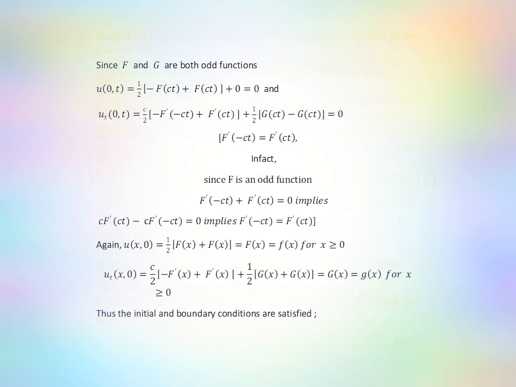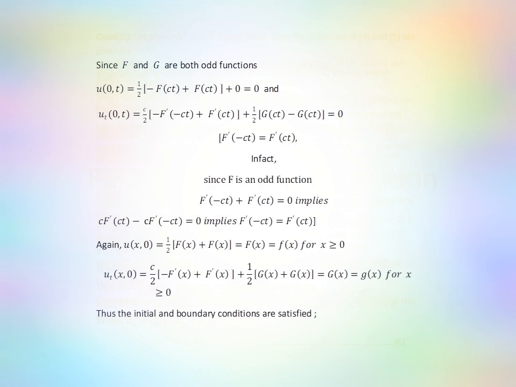Since F and G are both odd functions, u(0,t) is equal to half of minus F(ct) plus F(ct), plus 0, equal to 0, and u_t(0,t) is equal to c by 2 times minus F'(minus ct) plus F'(ct), plus half of G(ct) minus G(ct), which is equal to 0. In fact, since F is an odd function, F' is even, so minus F'(minus ct) plus F'(ct) equal to 0, that is, F'(minus ct) equal to F'(ct).